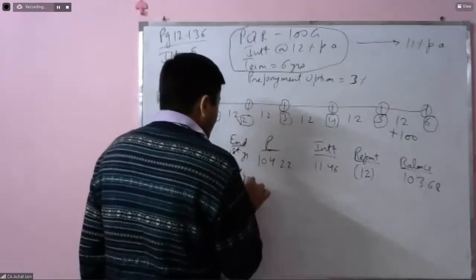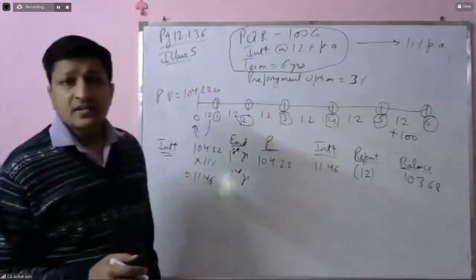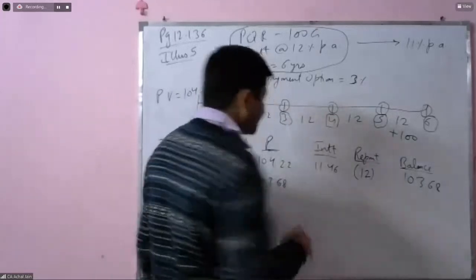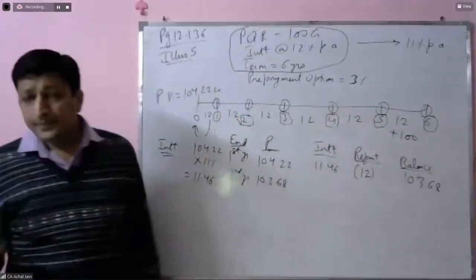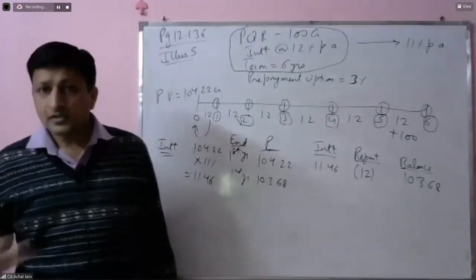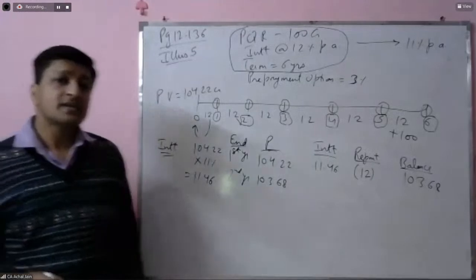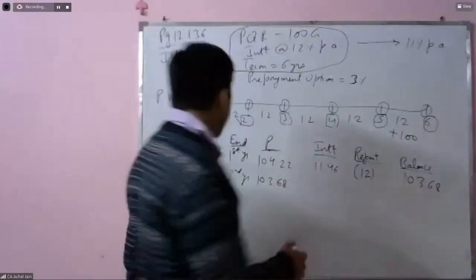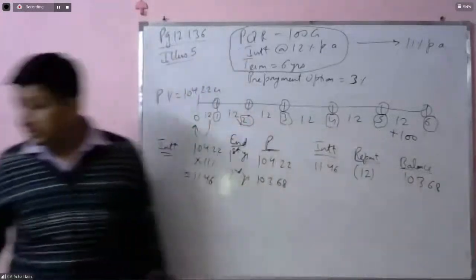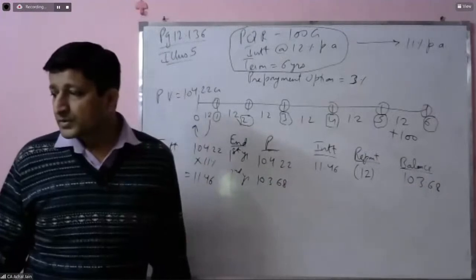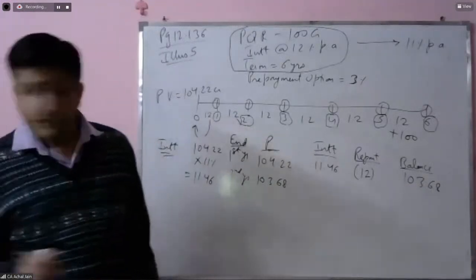Then we look at the second year. Now what will be the opening balance in the second year? 103.68. Can you tell me the amount of interest on this principal in the second year? Very simple. On this amount, we will compute interest, which comes out to 11.41.